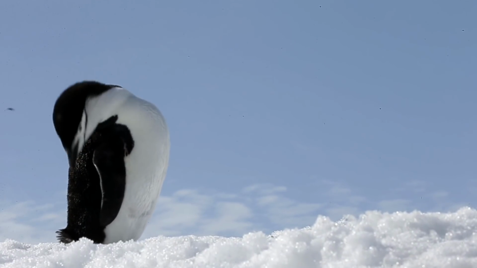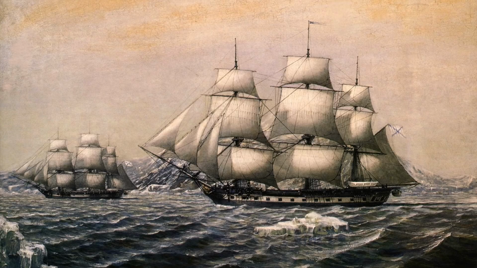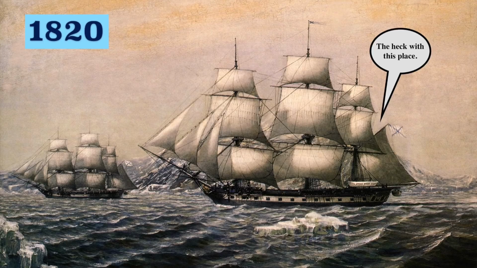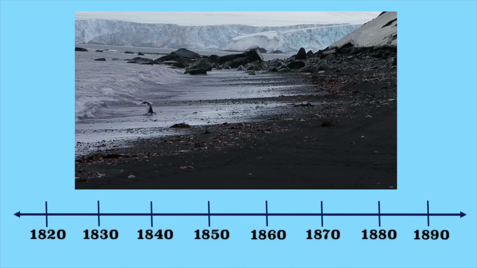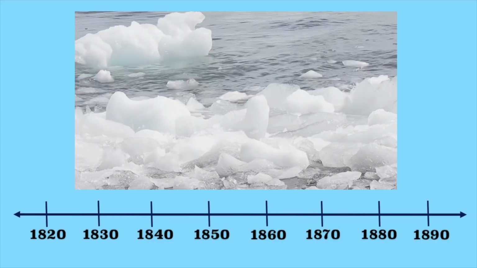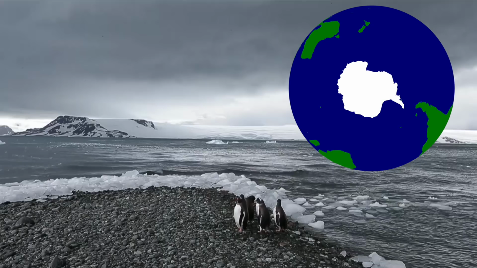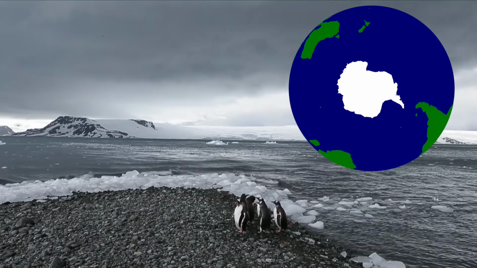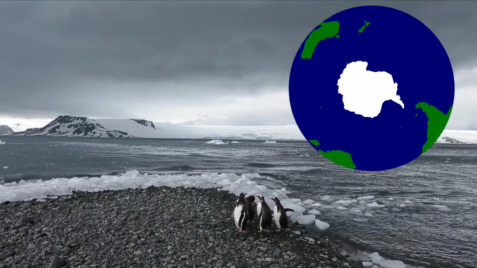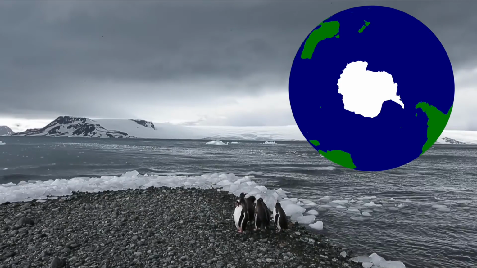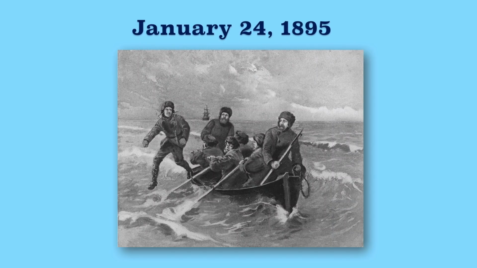Well, for almost all of human history, no one did. The first documented discovery of the continent by humans was in 1820 when a Russian expedition spotted it. The Russians were like, the heck with this place. And for most of the rest of the century, no one dared set foot there since it is such a hostile environment. Not only is it so cold there, it is isolated, surrounded by sea ice, and those seas are also very rough. Finally, on January 24th, 1895, a team of Norwegians and 1 New Zealander were able to land on Antarctica. Several others would soon follow.